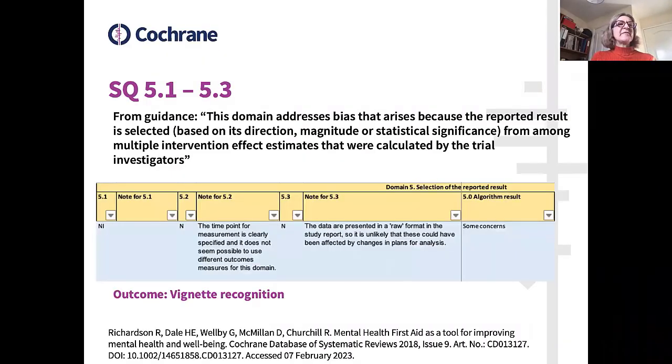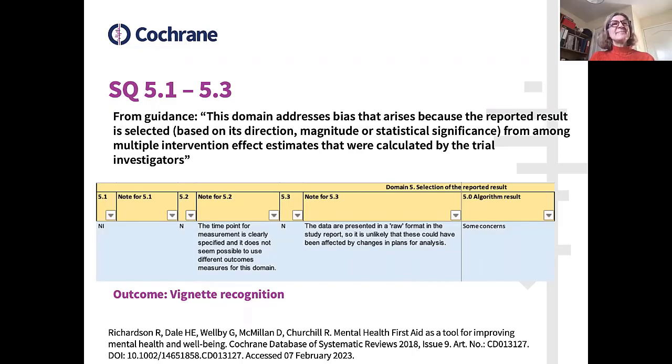Now, this is from a review which is still in press, and this is from a review that I'm an author on, mental health first aid as a tool for improving mental health and well-being. So I realise that I'm picking a good example from a review of my own. So to balance that out, Emma will talk about an example from this review, which is not an example of good practice. I just want to emphasise that as well. But I am going to talk about the good practice from this review first of all.